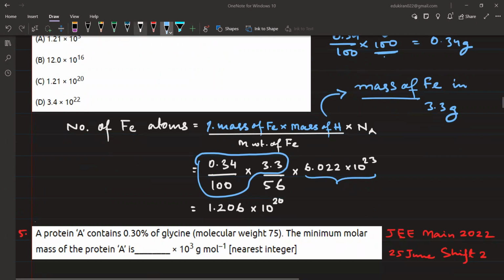Can you write this next question? A protein A contains 0.30% of glycine, whose molecular weight is 75. The minimum molar mass of protein A is equal to dash into 10 to the power 3 grams per mole, to the nearest integer.